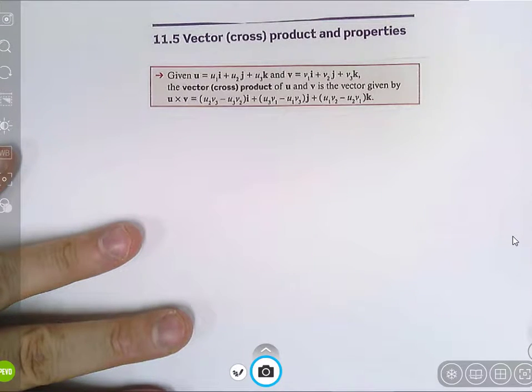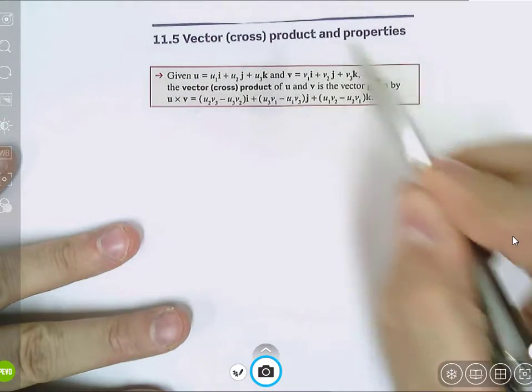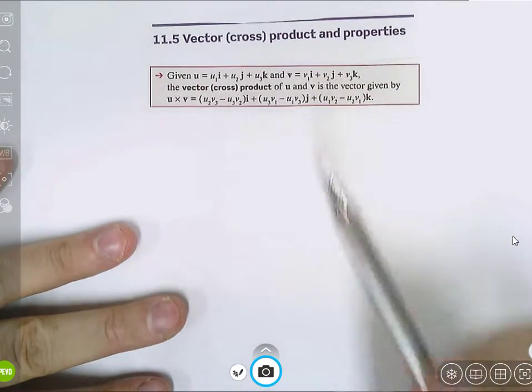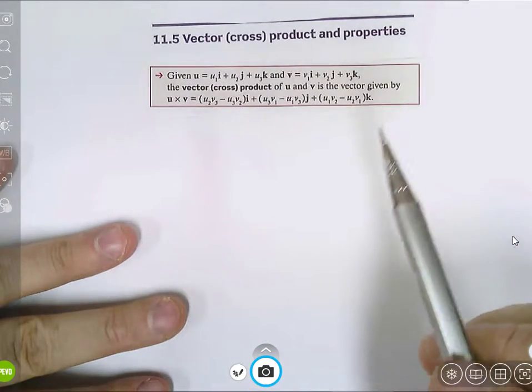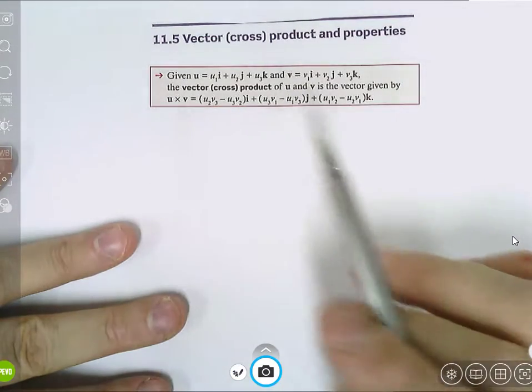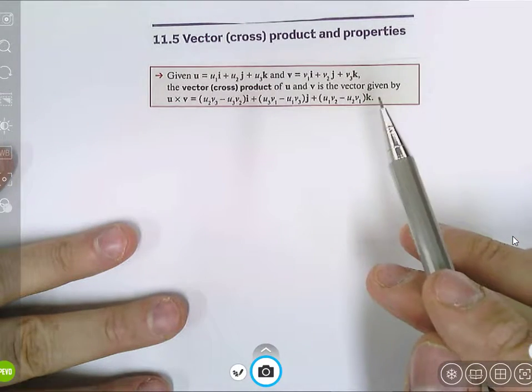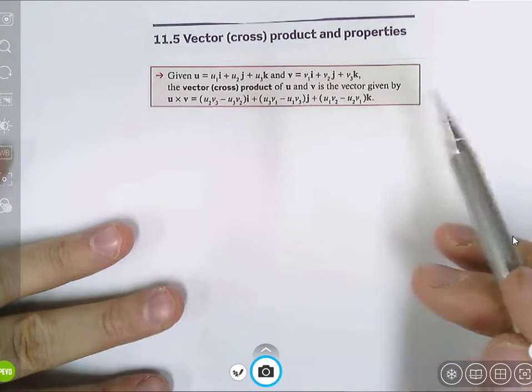Hello, in this video we're going to talk about the vector cross product and properties. Now in this video we're not going to prove it. I'll save that for a later video. So I'm just going to define it, and I'm going to tell you how we calculate the cross product of two vectors, right?